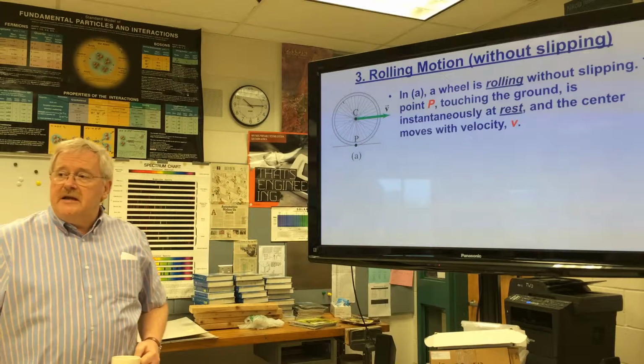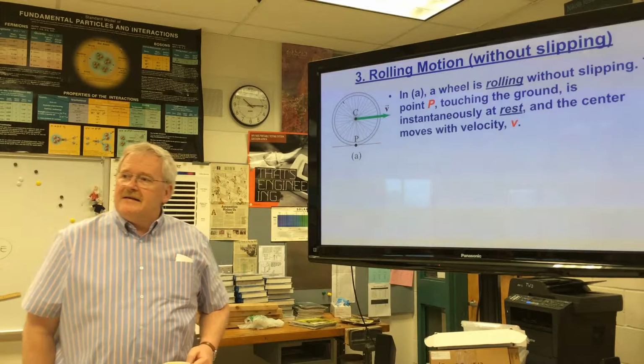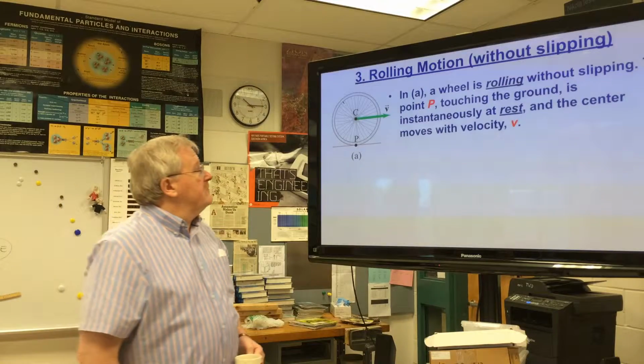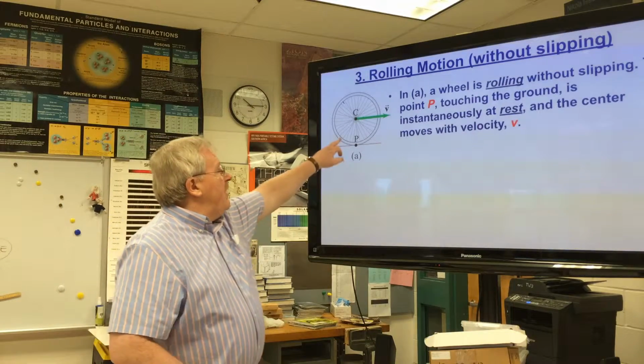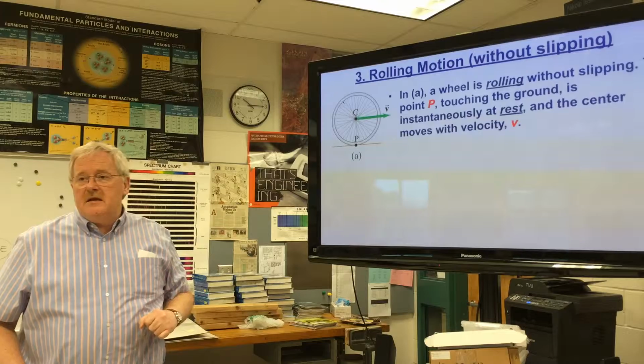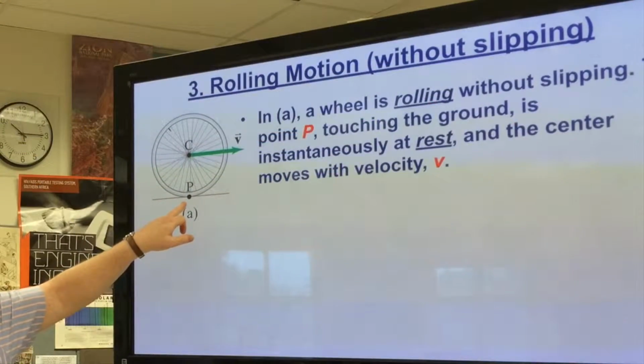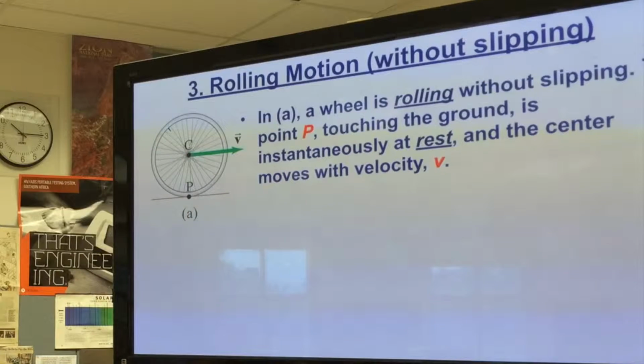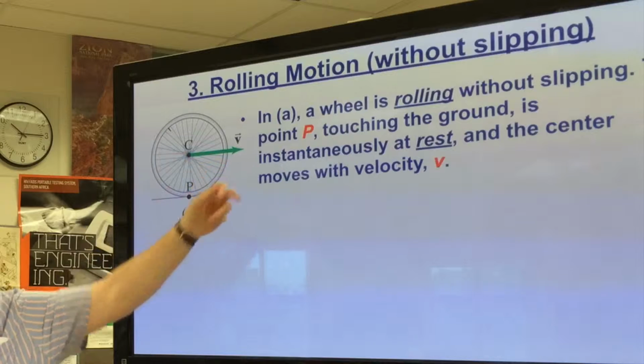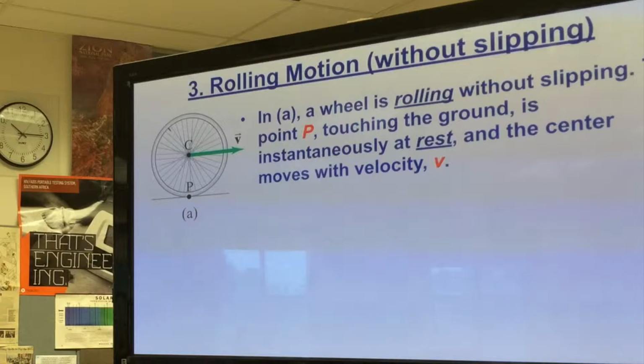Okay, we're going to now talk about rolling motion without slipping. In this diagram, a wheel is rolling without slipping. The point P, touching the ground, is instantaneously at rest, and the centre moves with a velocity v, forward.